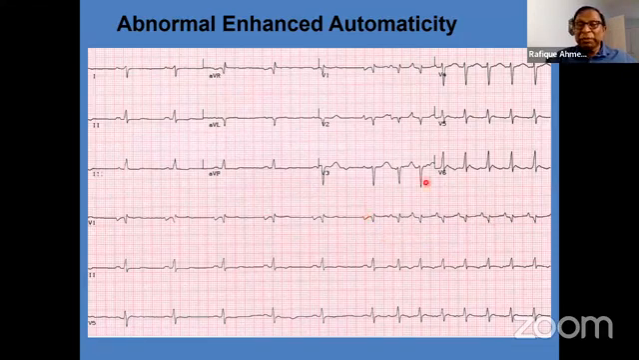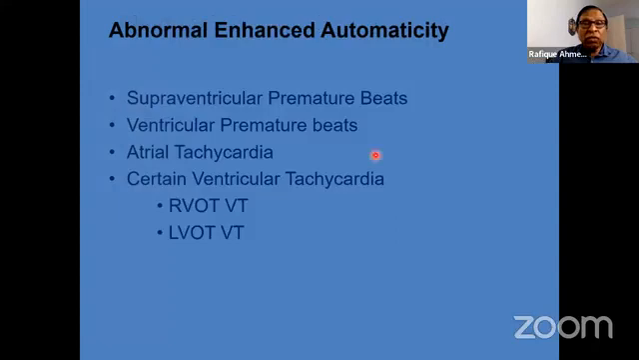The most common mechanism of atrial tachycardia is enhanced automaticity, but it can also be reentry. So what are the types of enhanced automaticity? Supraventricular premature beat, ventricular premature beat, some forms of atrial tachycardia, and two types of ventricular tachycardia: right ventricular outflow tract and left ventricular outflow tract ventricular tachycardia. These can be automatic in nature.